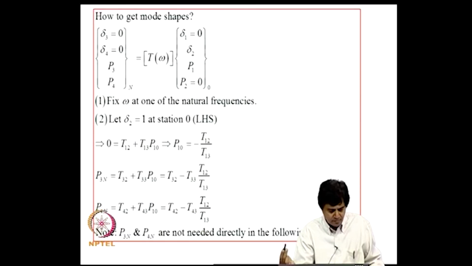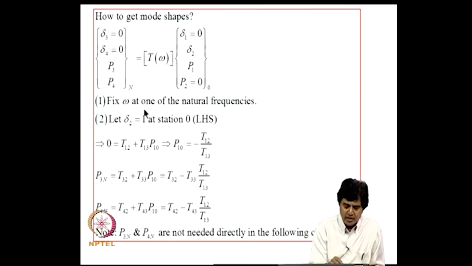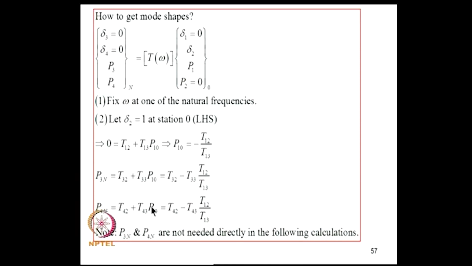So these are the steps. You fix omega at one of the natural frequencies, you start with delta 2 equal to 1 at station 0, which is the left hand side, and you get P10 equal to this. You can also get the reaction at the right end, although it is not needed in this calculation. At this stage you can get P3n and P4n, n being the last station. This will help us validate our calculations after multiplying the various matrices.